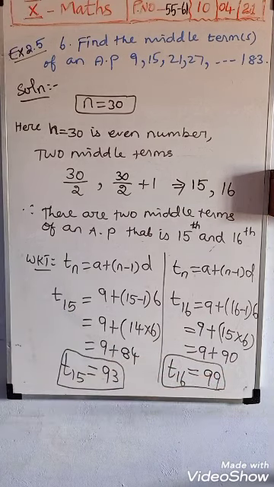Therefore, there are two middle terms. One is 93 and the other one is 99. Okay, that's all.